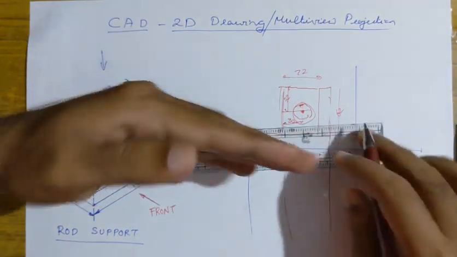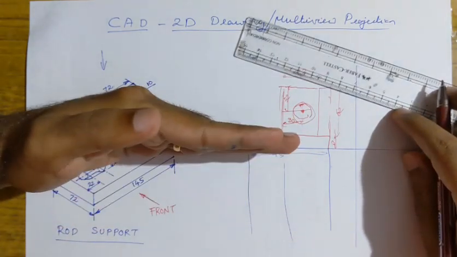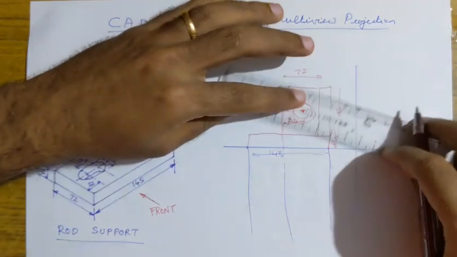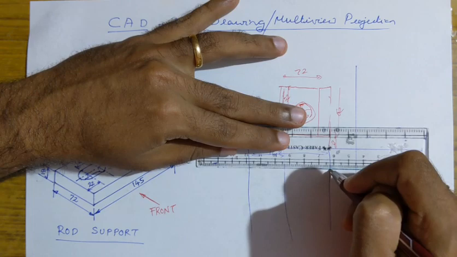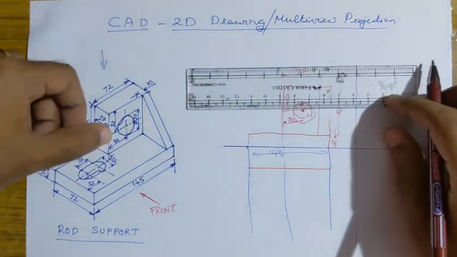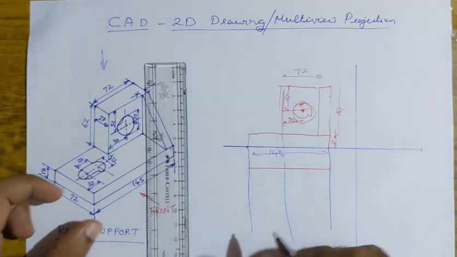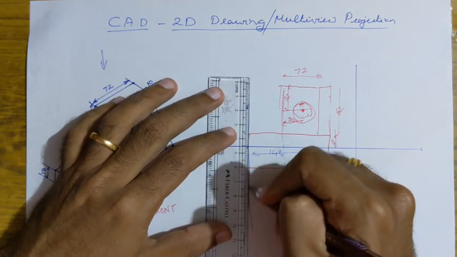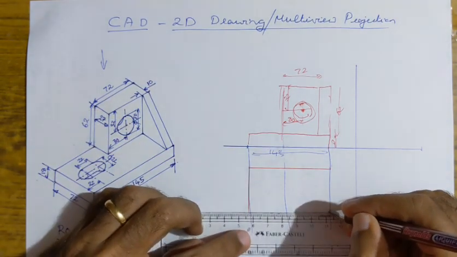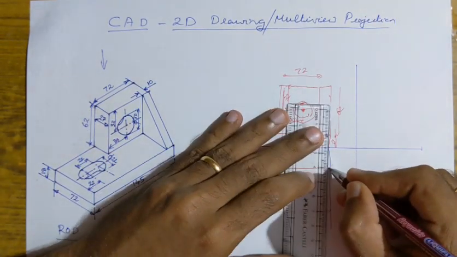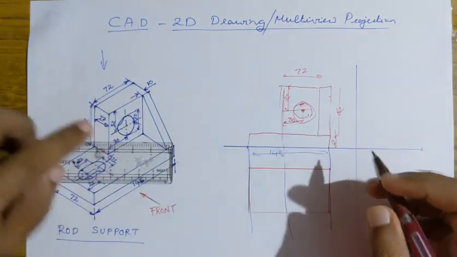This length you can take at any random distance from the vertical plane. It doesn't matter at all unless it is specified in the question. So this is the back rectangular edge, and this width is 72. So you take 72 as the width. This is the front edge. So this is the top view.